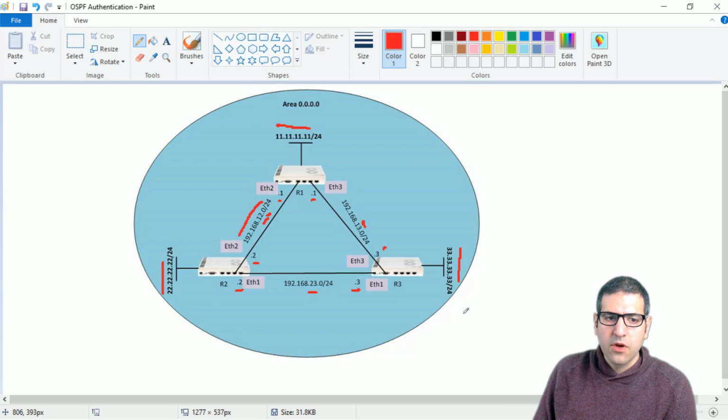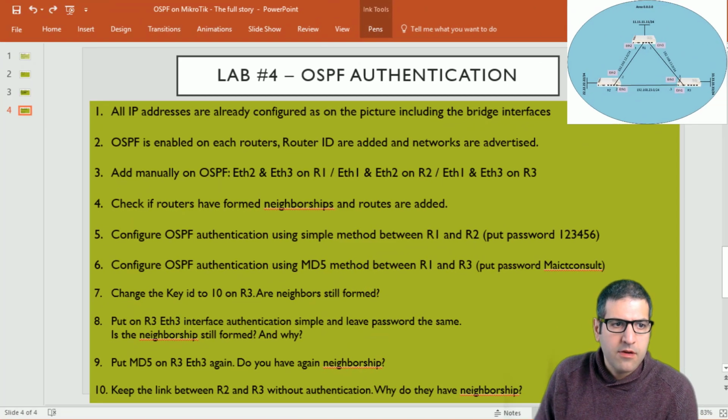We now have to see what we have to do in the points. Point number 1. All IP addresses are already configured as on the picture, including the bridge interfaces. We don't need to do it again. You can do it yourself, but to save time in this lab, the IP addresses are already set as on the picture. You can see the picture on the top of the screen to be able to follow the lab correctly. So this is done.